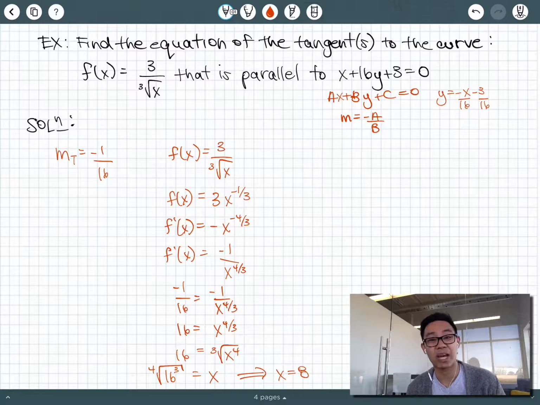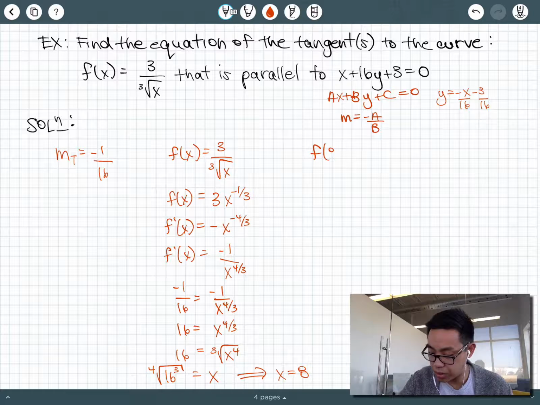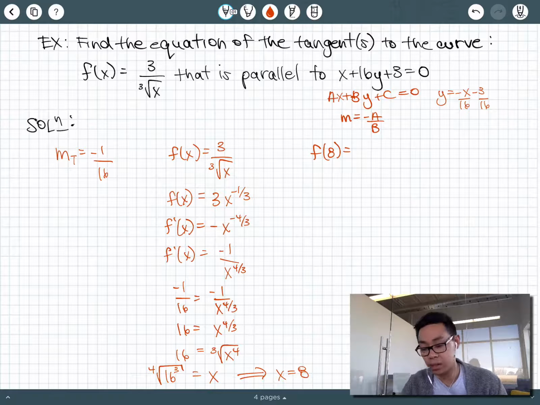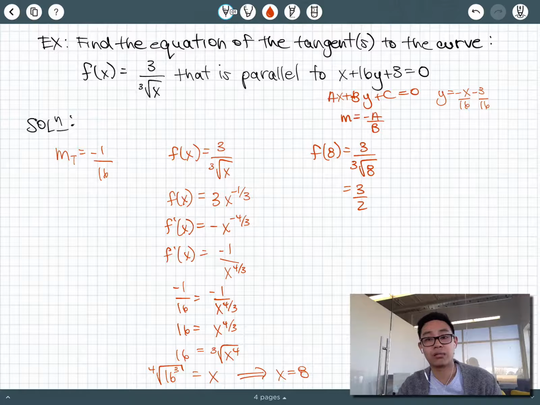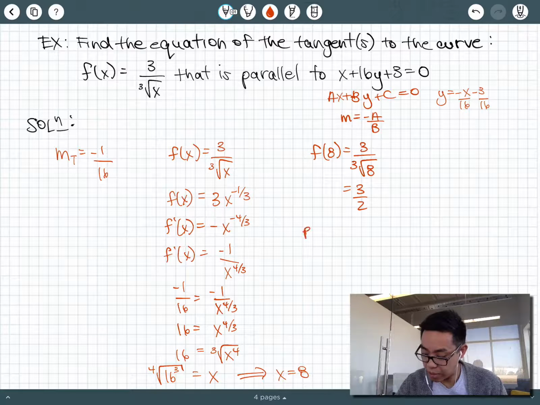So now I have my x value, which can help me to get my y value, which will help me to get my point, because remember, you always need a slope and a point. So to get my y value, I'll sub 8 back into the original function to get 3 over the cube root of 8. And then the cube root of 8 is, of course, 2, so you get 3 over 2, or 1.5 for f at 8. Now I have that my point is (8, 3 over 2).